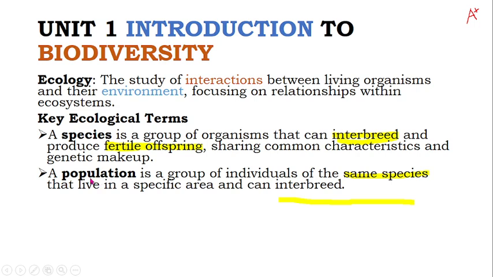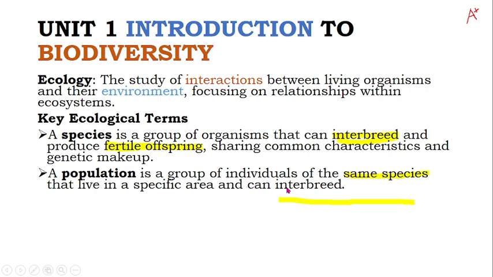Not only species but also population. To define population is easy. Usually people know population as a group of people, just people. But in ecology, when we say population, it is any group of individuals of the same species living in a specific area and able to interbreed.